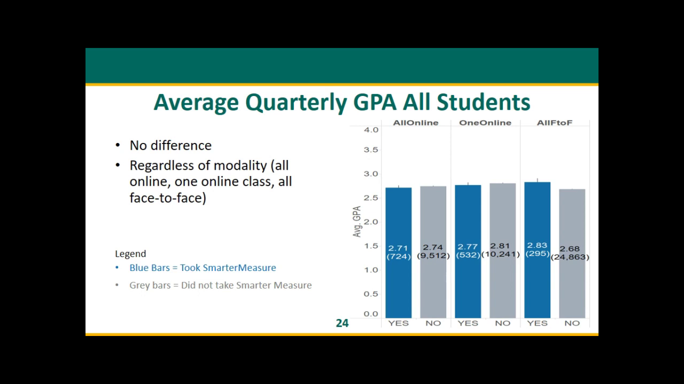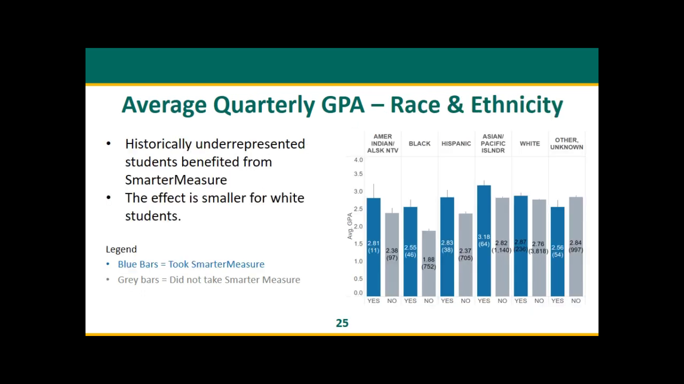So basically, in terms of GPA, there's no difference between students who took Smarter Measure or didn't. If you're all online, took one online class, or all face-to-face, generally there's not a difference there. So what about GPA when you break it out by race and ethnicity?